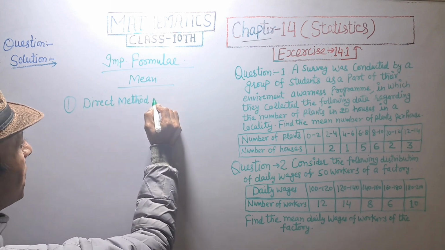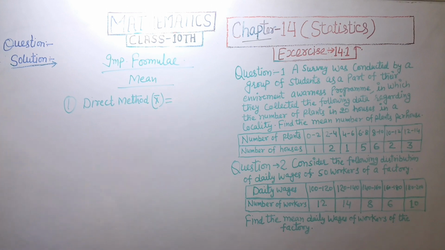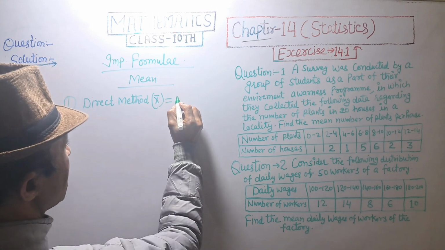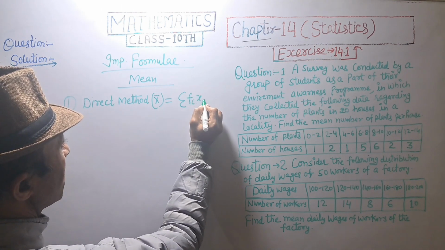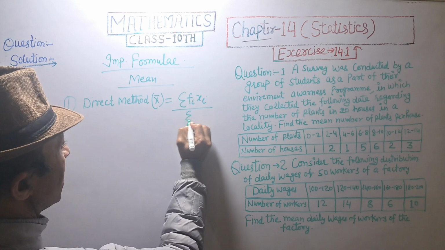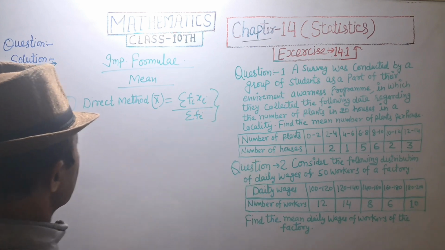Direct method: x dash, that is the mean, is equal to summation fi xi divided by summation fi. This is the first method.